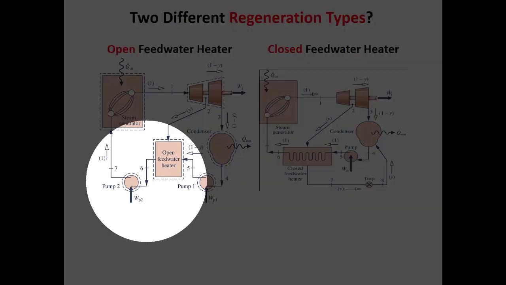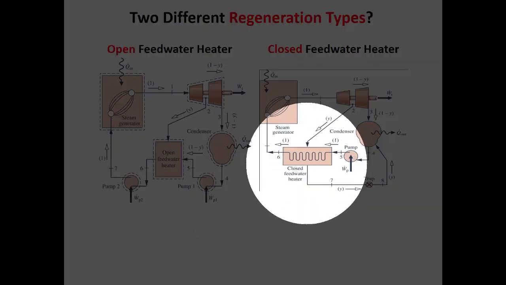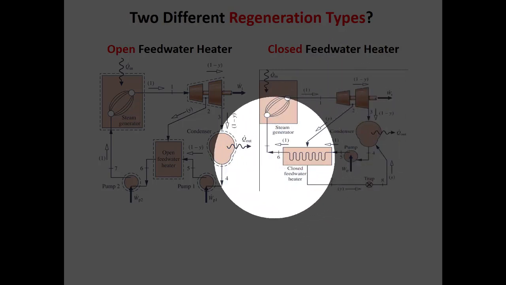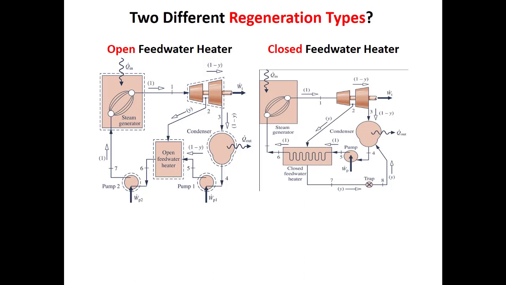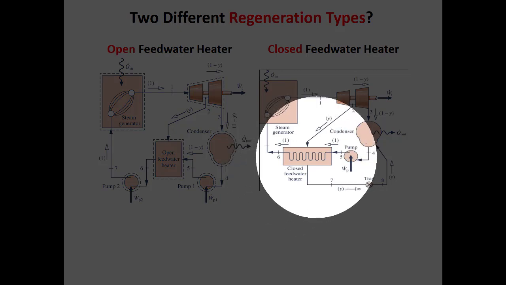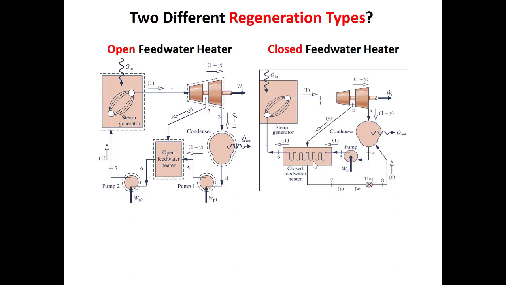Right? Now over here, if we have a closed feed water heater, this is kind of the opposite, where the hot stream doesn't mix with the cold stream. So these streams, they don't cross, right? It's like a shell and tube heat exchanger. So in this case, we're still transferring heat, but we're not mixing the mass together. So conceptually, these things are the same, where we're improving efficiency by preheating the fluid before it goes into the steam generator. But if you look at the plumbing here, the options are different, right?